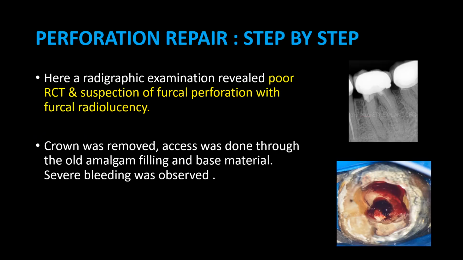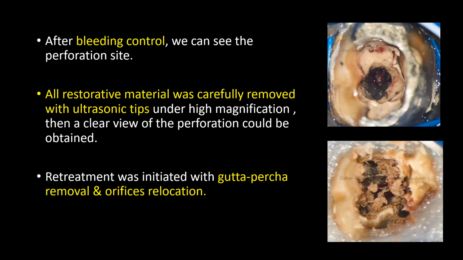Perforation repair, step by step. Here a radiographic exam revealed poor RCT and suspicion of furcal perforation with furcal radiolucency. Crown was removed. Access was done through old amalgam filling and base material. Severe bleeding was observed. After bleeding control, we can see the perforation site.